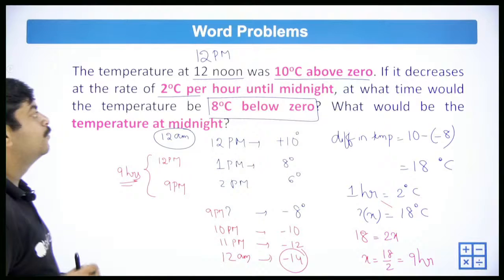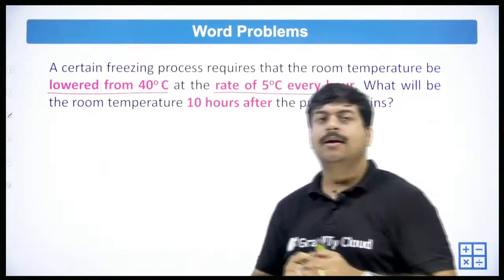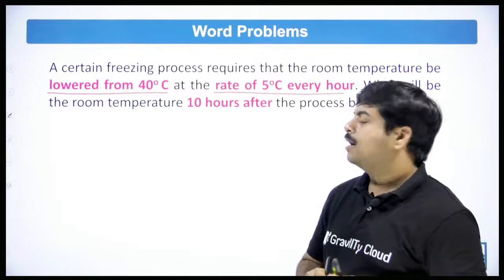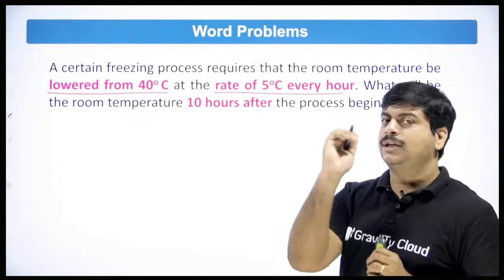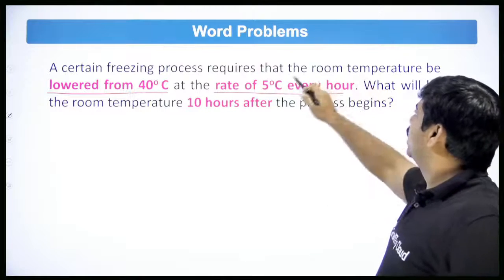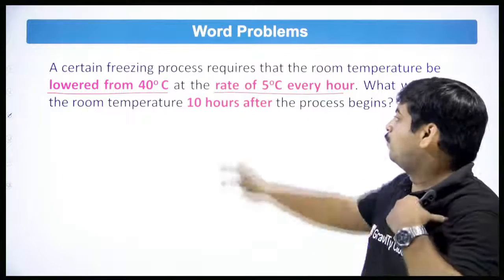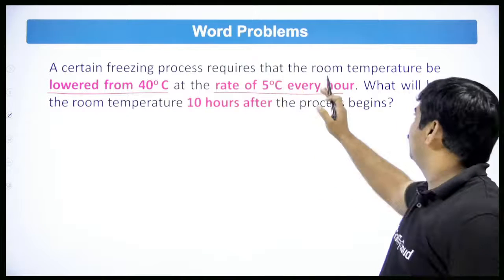A certain freezing process requires that the room temperature be lowered from 40 degrees at the rate of 5 degrees Celsius every hour. Okay, so there is some freezing process going on. What is the condition there? The initial temperature is 40 degrees. From there it is being reduced at the rate of 5 degrees every hour. The room temperature will be lowered. Lowered means reducing.